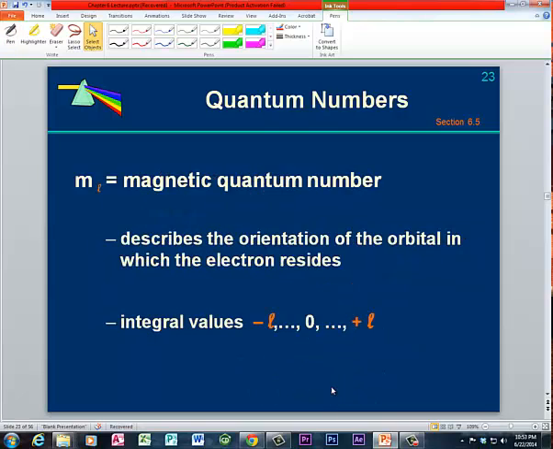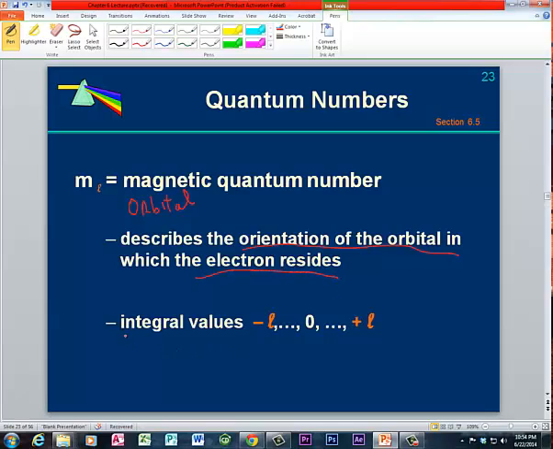Now we come to the magnetic quantum number, or m sub l. And the m sub l value, this is actually the orbital itself. This is where the electrons live. They live in orbitals, and the orbitals are represented by the m sub l value. The m sub l value describes the orientation of the orbital in space in which the electron resides.